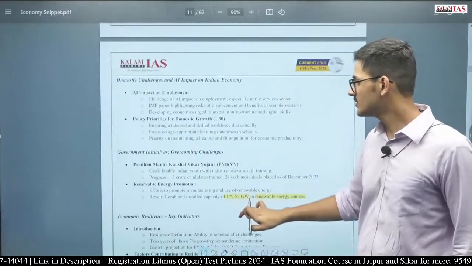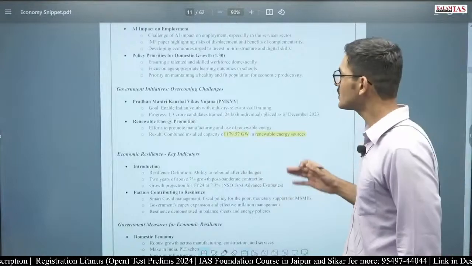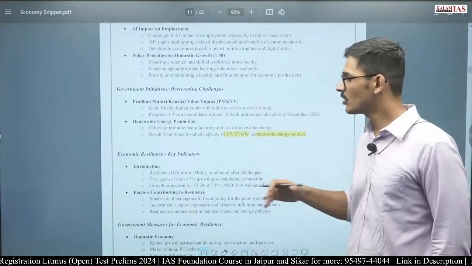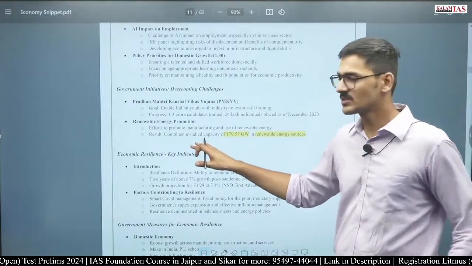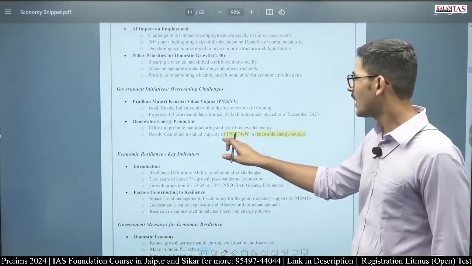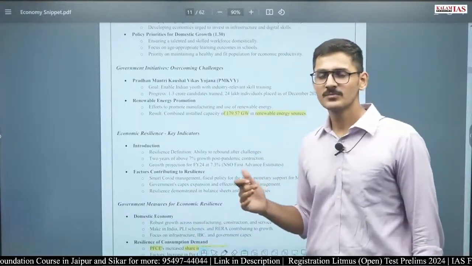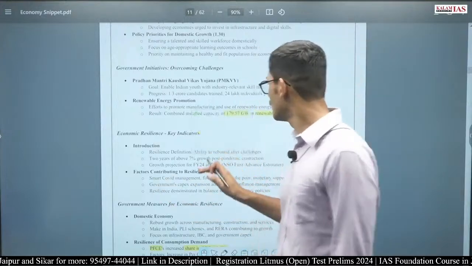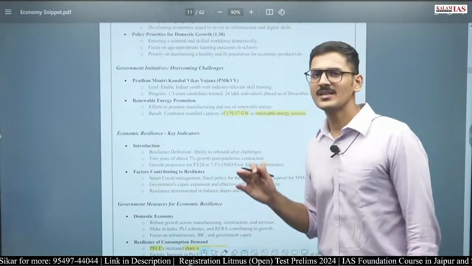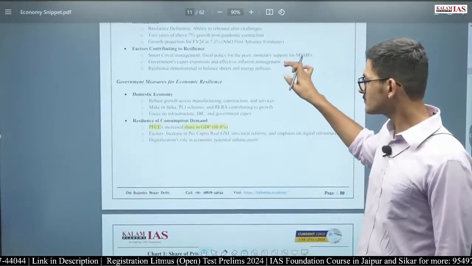Now, this is not very relevant from the perspective of prelims, because there is no new term given here, nor any important trend. One of the data which I thought should be highlighted is that about 180 gigawatt of renewable energy has been generated in our country. So 180 gigawatt was the target which was given in 2017 for the year 2022, but by the year 2024 the 180 gigawatt target has been achieved.